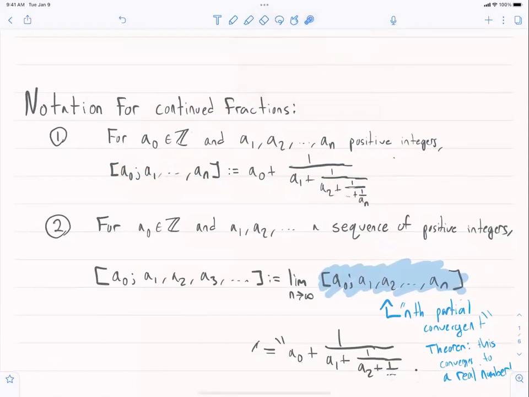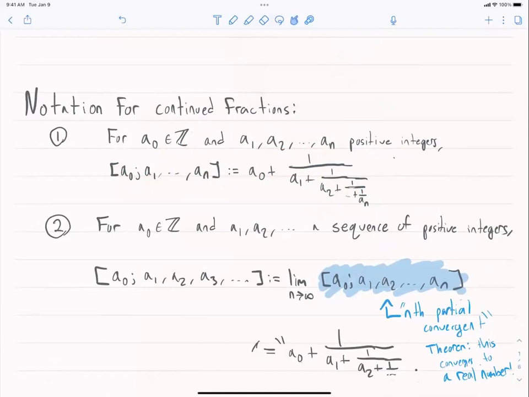So A0 is set off because A0 is the only thing that doesn't appear under a denominator, so it's allowed to be an arbitrary integer. So in particular, the most important thing with these AIs being positive integers is probably just that they're not 0, because otherwise, for example, if AN was 0, then you'd have a division by 0. And if you let them be negative, then you could end up with a division by 0 just by cancellation. So that's why we require these to be positive integers in this notation. Okay, so that's the first notation.